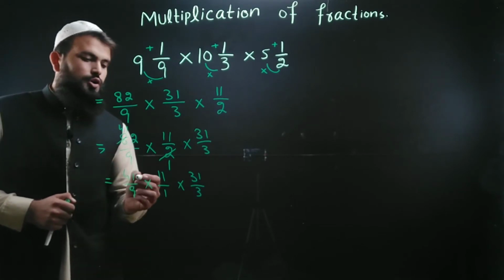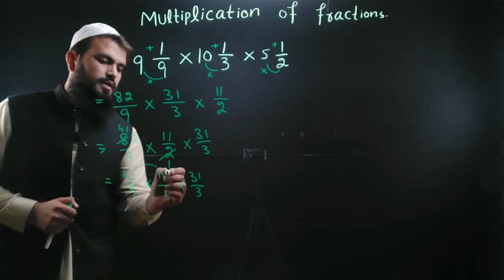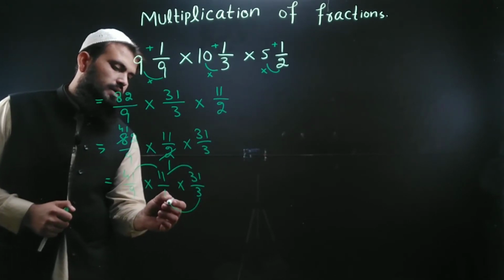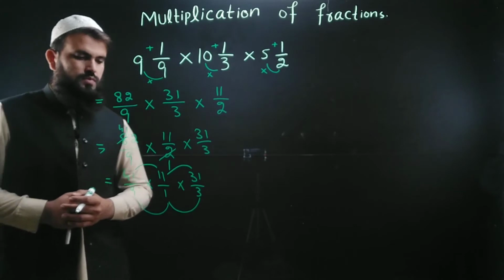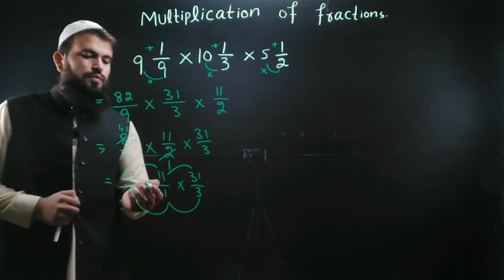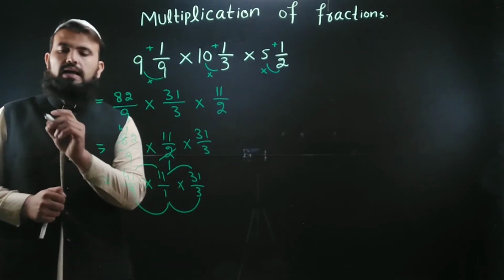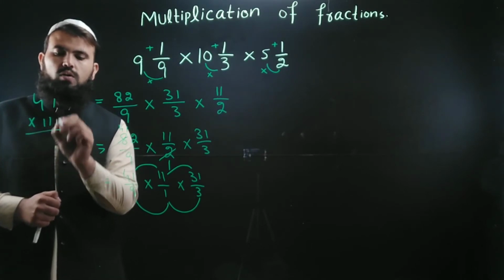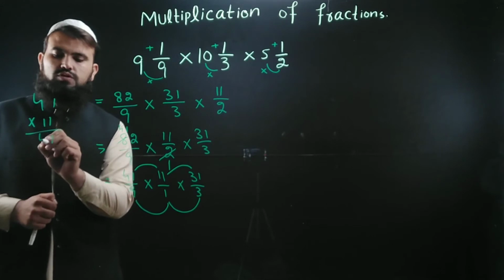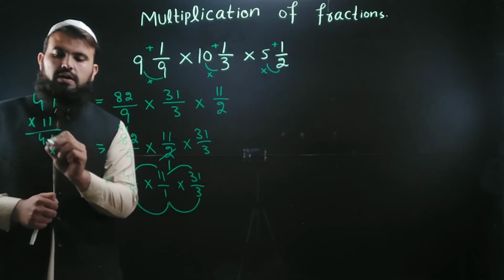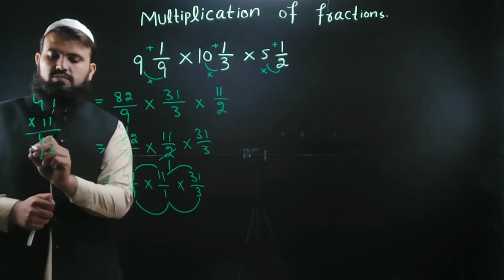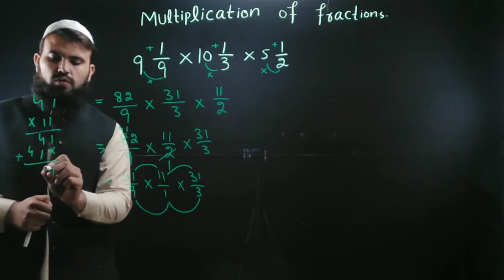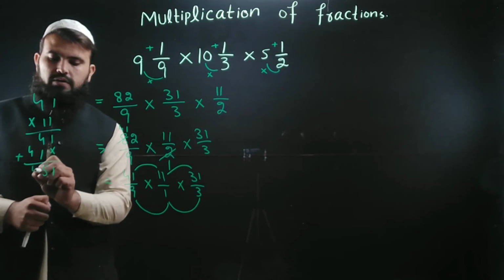Friends, numerators multiply with each other and denominators multiply with each other. So here 41 multiplied by 11: 1 times 1 is 1, 1 times 4 is 4, 1 times 1 is 1, 1 times 4 is 4. Add each other: 1, 4 plus 1 is 5, and 4.